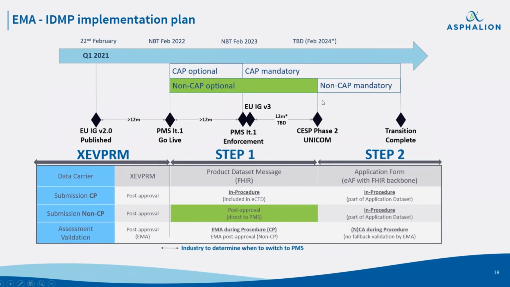And then finally, at some point, we go to step 2, where it will be mandatory for the non-centralized. I'm not actually going to focus on this now because I think we have a slide later to explain it a little bit more. But in this step 1, we have 2 different processes. We have the current XEVMPD one that will probably be used for the non-centralized procedures, and also optionally until it's mandatory for the centralized ones. But then we will also have the process for sending the information to PMS.